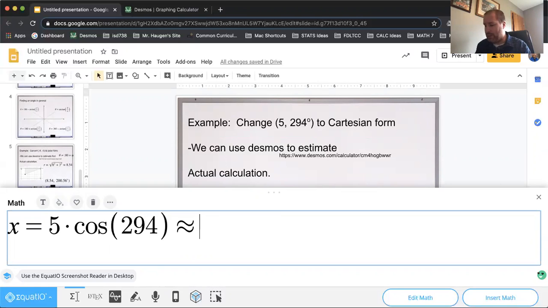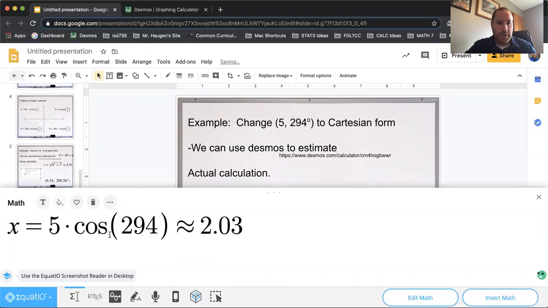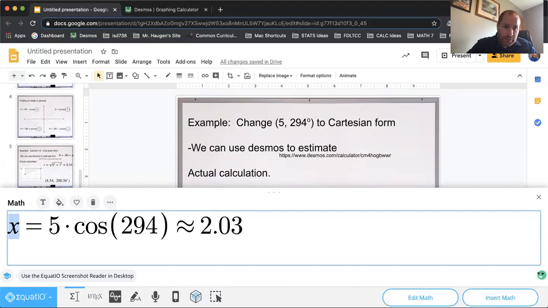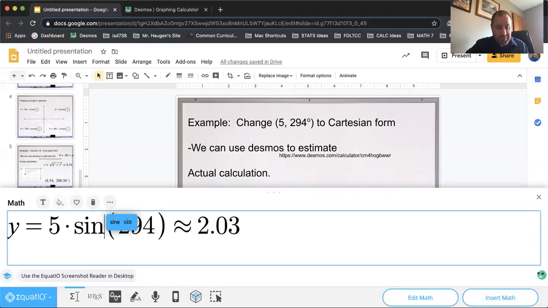When I type that in my calculator here, it's 2.03. Yep, 2.03. I know there's extra stuff, but that's what it rounds to. Rounded to 2 decimals, we're good, right? If we want to find the y value here, then we would use 5 times sine. That's it. I don't have to do anything super complicated. 5 times sine of 294. Boom.